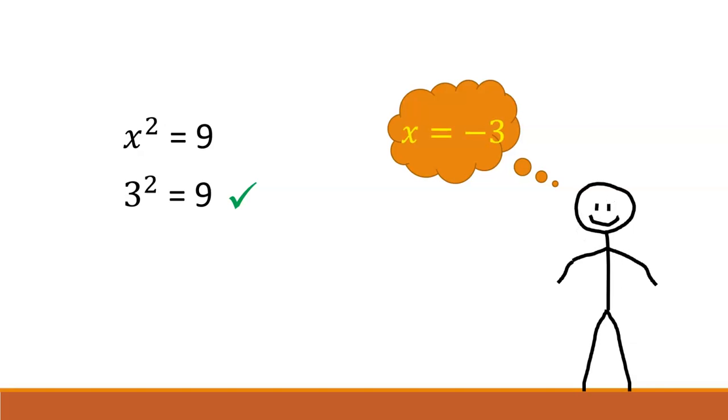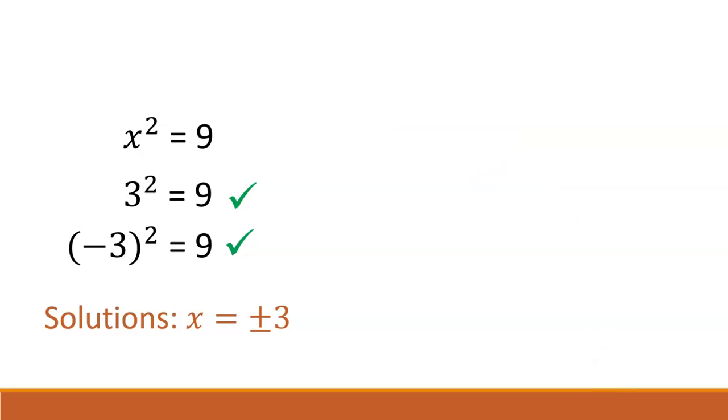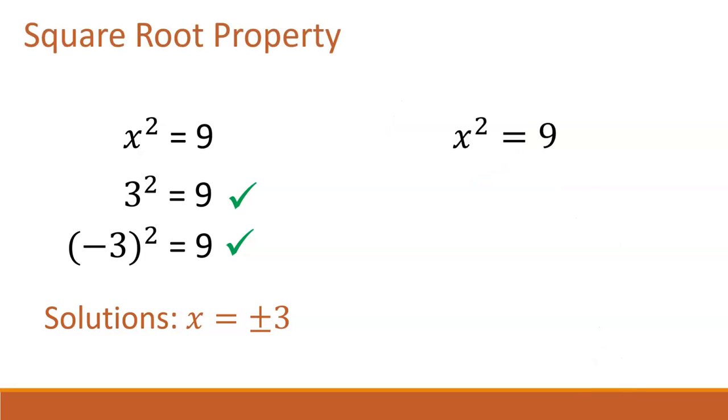Right, -3. -3 squared is also 9. We could also write that as our solutions are x equals plus or minus 3. Now we got those solutions by just reasoning them out. But there's another way to do it, and this is by using something called the square root property.